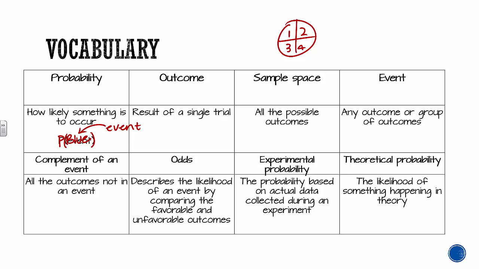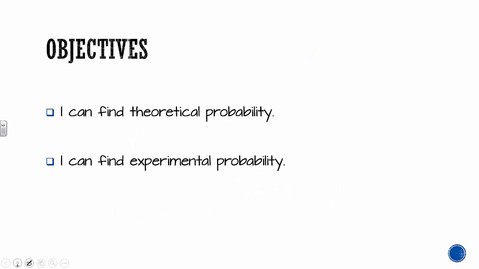And then our two key words, experimental and theoretical probabilities. Experimental probability is the one we'll talk about last. That's the probability based on actual data collected during an experiment. Like if you actually flipped a coin 10 times and recorded the heads and tails and found the probability. Theoretical is the likelihood of something happening in theory. So theoretically, if you flip a coin 10 times, you should have a probability of landing on heads half the time and tails the other half. So by the end of this lesson, you should be able to find theoretical probabilities and find experimental probabilities.